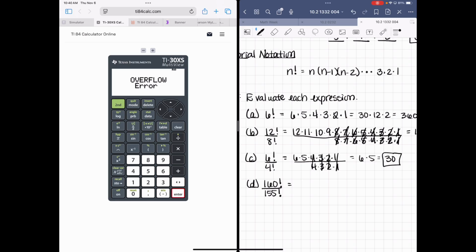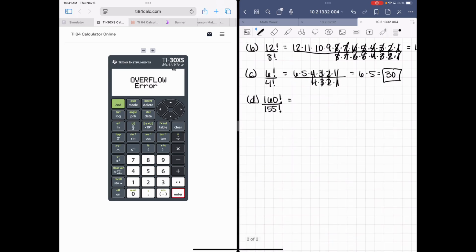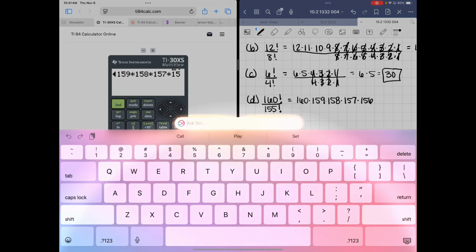Guys, you can still get your calculator to do it. Think about it. If I have 160 factorial over 155 factorial, who all cancels out? 155 down. So this is really 160 times 159 times 158 times 157 times 156. Now, I think your calculator can handle that one. Okay, so if I clear it and I go, all right, say 160 times 159, 158, 157, 156.